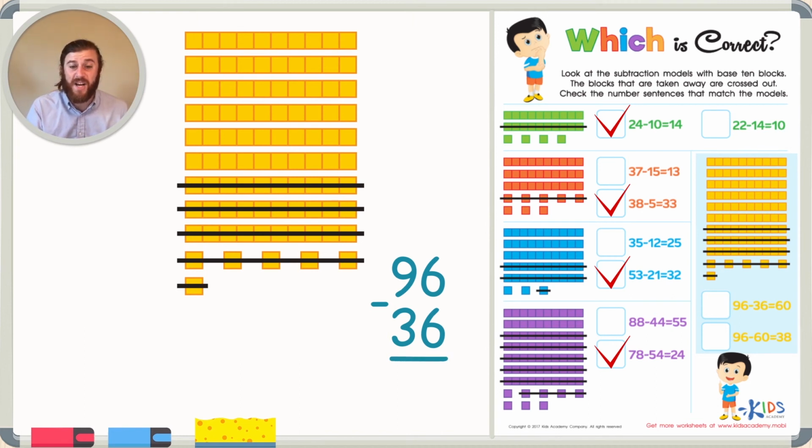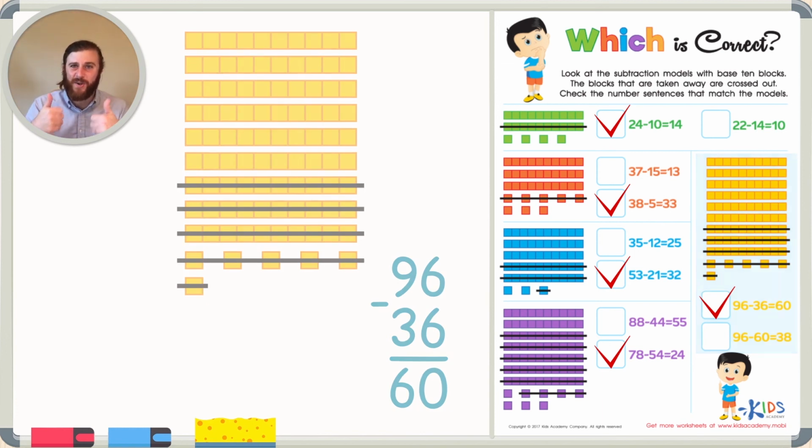Let's see if there's an answer choice that matches this. I see the top answer choice as 96 minus 36. Let's see if when we subtract these two numbers, we get 60. 6 minus 6 is 0, and 9 minus 3, counting back from 9, 9, 8, 7, 6, is 60. So we know that our top answer choice, 96 minus 36, is correct.